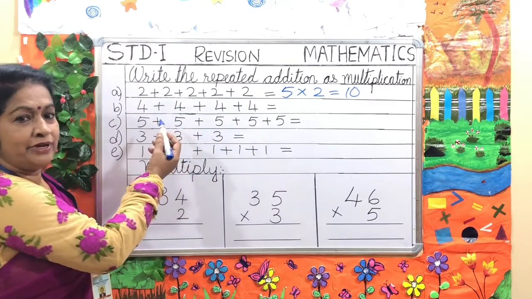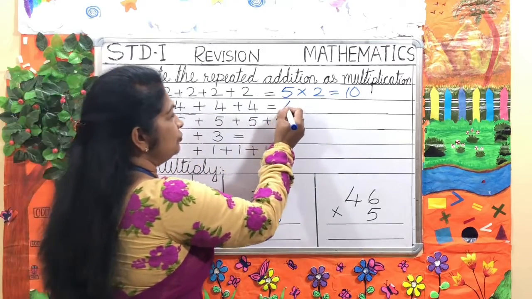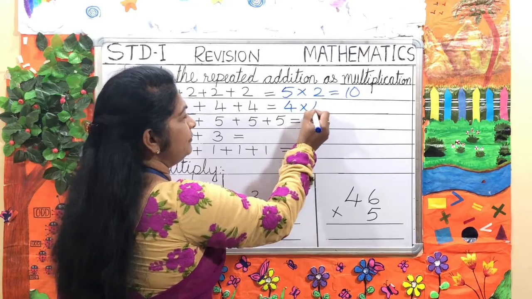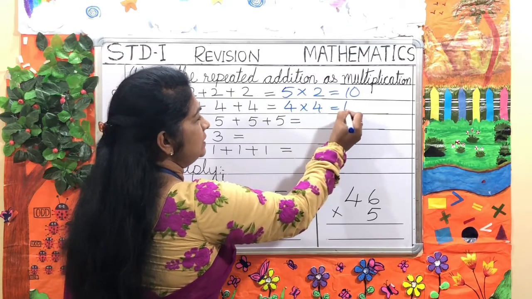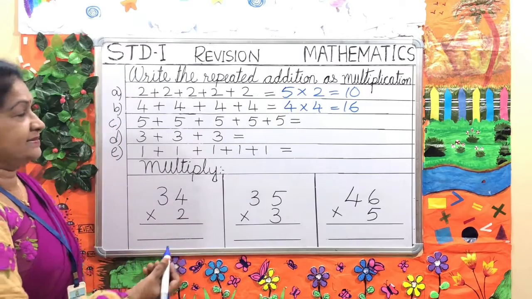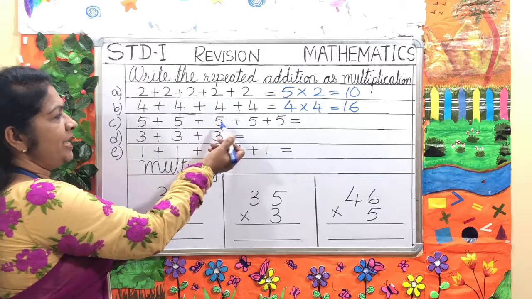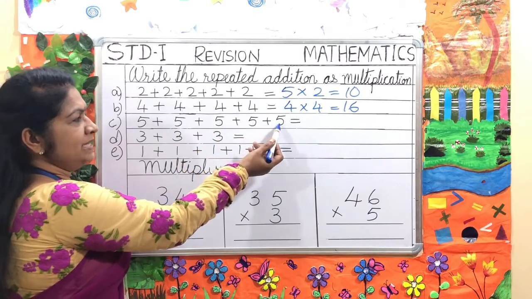Next, 4 plus 4 plus 4 plus 4. How many times is 4 written? 1, 2, 3, 4. So 4 multiplied by 4 is equal to 16. 4 4s are 16.